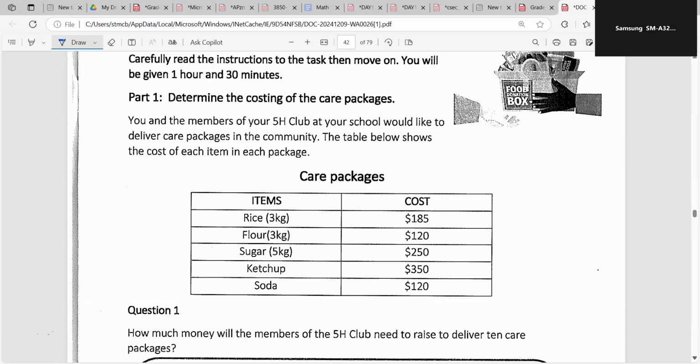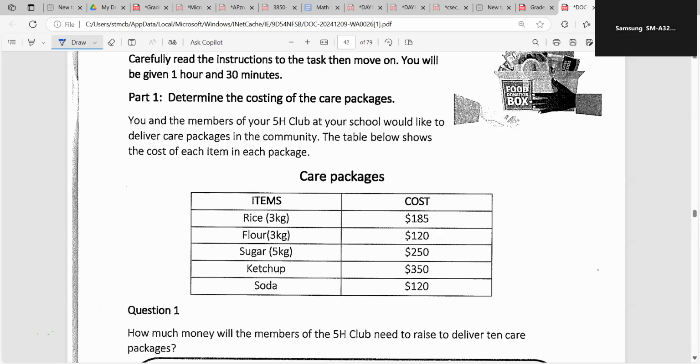Care packages. Items. Rice, 3 kilograms. The cost is $185. Flour, 3 kg. Costs $120. Sugar, 5 kg. Costs $250. Ketchup costs $350. Soda costs $120. Question 1.